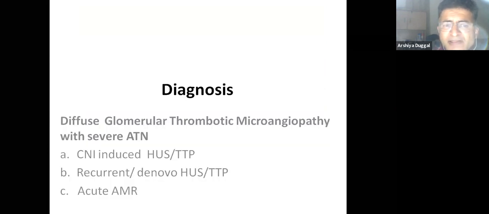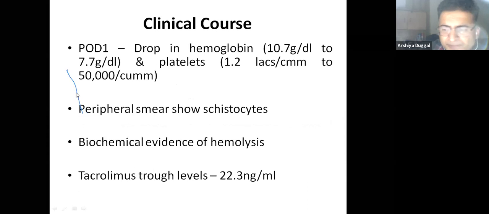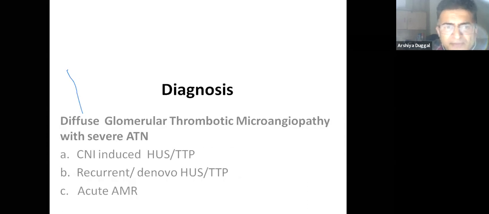Now, I won't say diffuse, but yes, wherever the glomerular involvement is there, it is significantly diffuse kind of involvement. So there is diffuse glomerular thrombotic microangiopathy with severe ATN. Okay, and what are the possibilities you can think of? The possibility we can think of is whether it is CNI-induced HUS-TTP or CNI-induced TMA, because we have to remember one important thing. TMA is a morphological diagnosis.